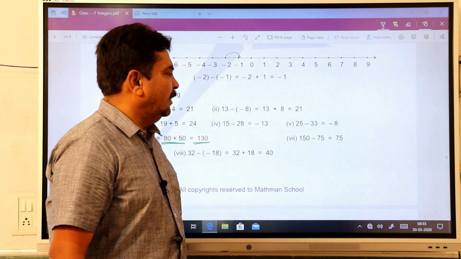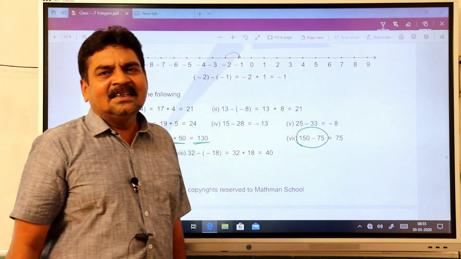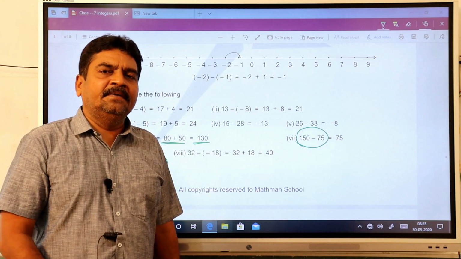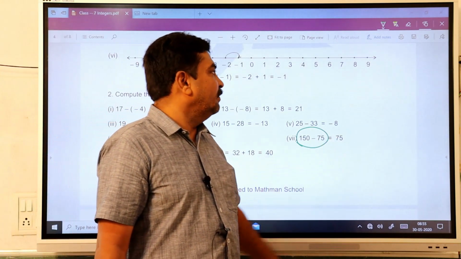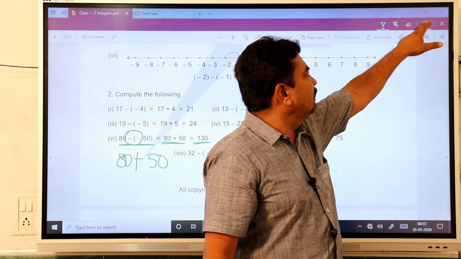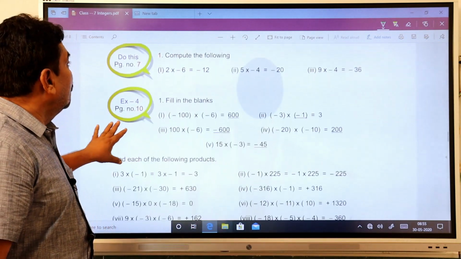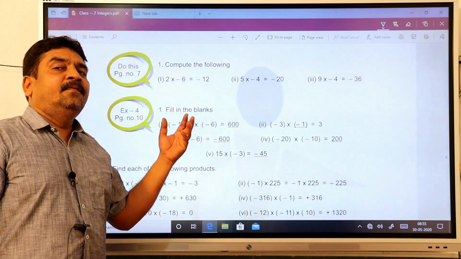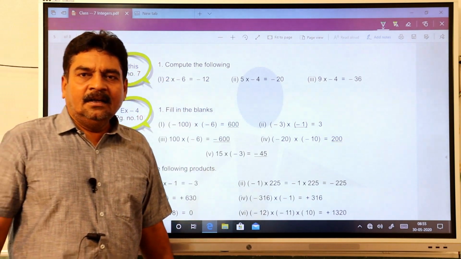Let's go to this one. This is very simple. 150 minus 75. Simple. You have to take out 75 from 150. So you get it as 75. In this way we should finish this. Then it is something important. Exercise 4. Do this, page number 7. Let's see now.